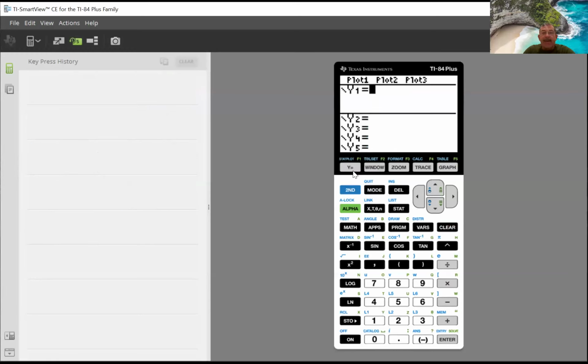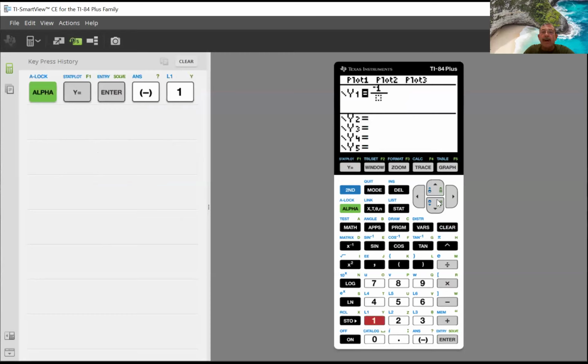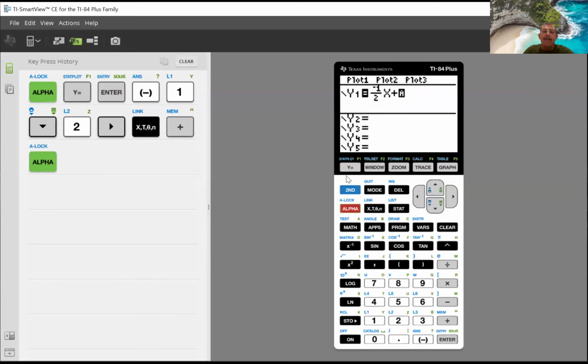So I had a negative 1/2. So remember, I'm going to make that look like a fraction by hitting alpha y equals and enter. So negative 1 on top. Arrow down and put in my 2 for my halves. I'm going to arrow right, get my x. And then at the end, we had plus a 1/2. So plus, and then I'm going to hit alpha y equals again to get my fraction. And put in a 1 and 2 for the half.